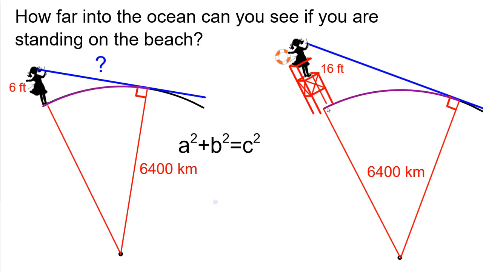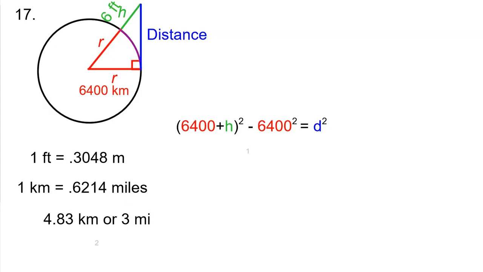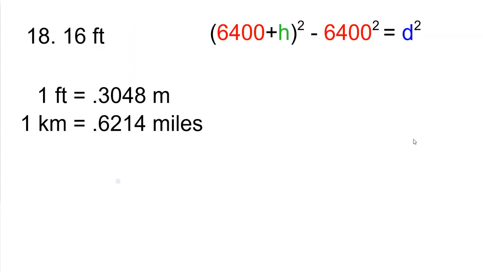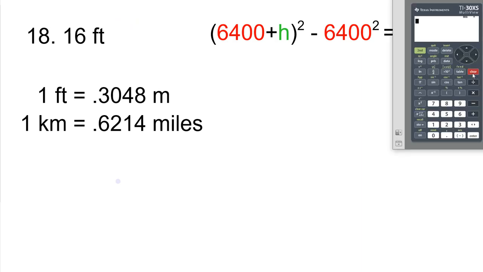So how far can we see if we get into a lifeguard tower that's 10 feet tall? So now our eyes are 18 feet above the sea level. We're going to do the same process, except now we're going to use 18 as our h. So I'm going to convert that 18 feet to meters by multiplying it by 0.3048. Okay, so that's about 5.5 meters. And I'm going to add that to 6,400.